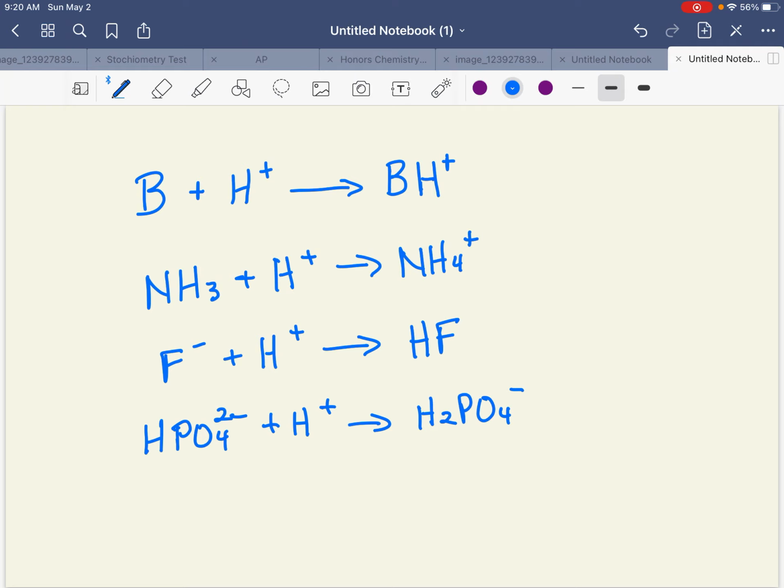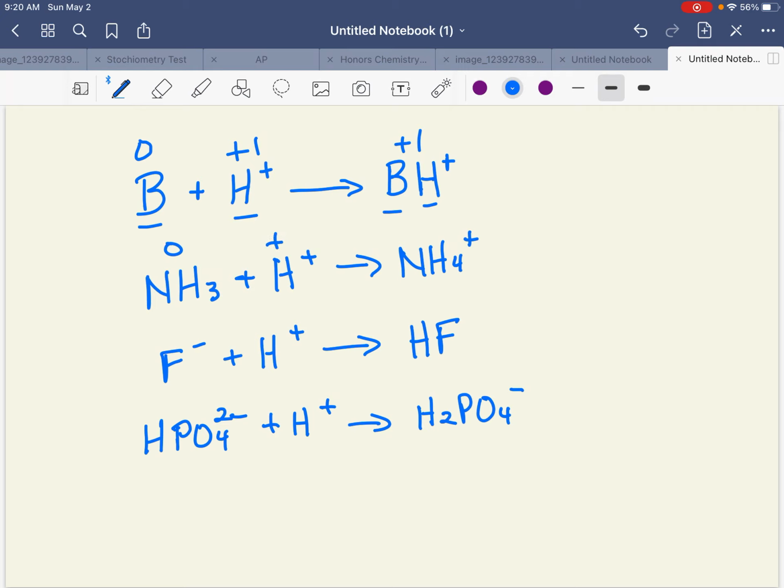They're all balanced as to both mass and charge. One boron, one hydrogen, that's balanced as to mass. Here I'm representing the weak base as neutral, but of course the H plus is always +1, and the conjugate acid on this side is +1. The conjugate acid is always going to look just like its weak base counterpart, but with an H plus on it. Here, ammonia is neutral.